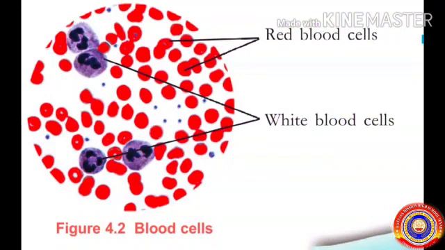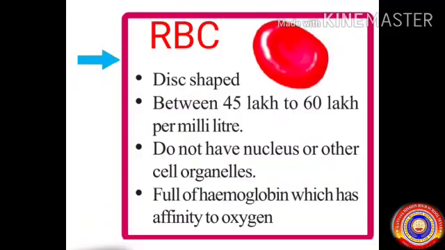We can see red blood cells and white blood cells. Let's learn the structure of RBC. The RBC is disc shaped. In per milliliter, we can see 45 to 60 lakh of RBC. This RBC doesn't have a nucleus and other cell organelles. It contains a pigment called hemoglobin, which has an affinity to oxygen.